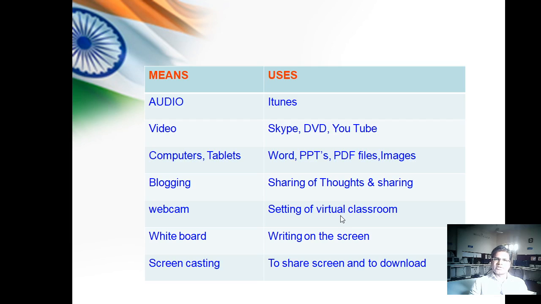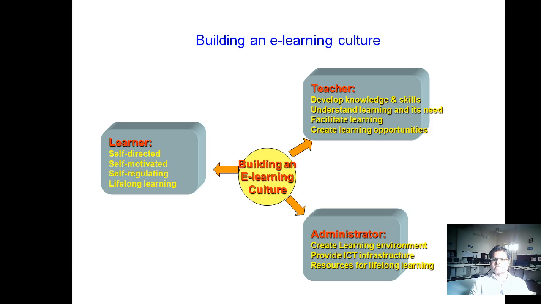It can be used for sharing of our thoughts, and webcam for setting up a virtual classroom. There is no need to attend the class physically. Then whiteboards are there, writing on the screen. Whatever you write on the blackboard can be seen by the learners with the help of these means of ICT. Then screencasting is there to share the screen and to download. These are the facilities available in ICT.